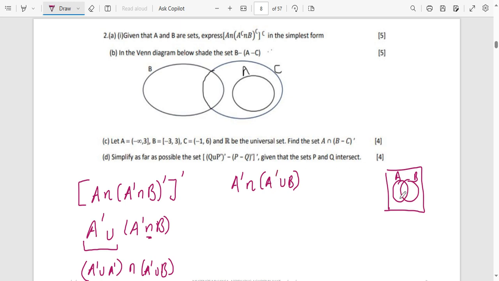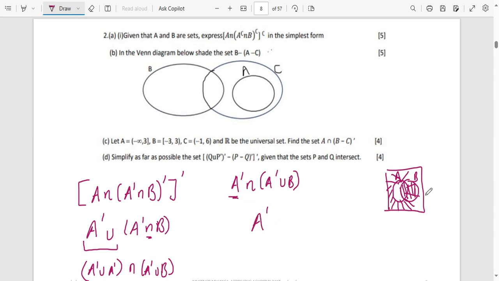A complement union B means shade everything outside the set A and also shade the entire set B. So also shade this set B. So that is A complement union B. Now you want where this set is intersecting. To intersect means to meet with what is outside A. So the answer is just A complement.